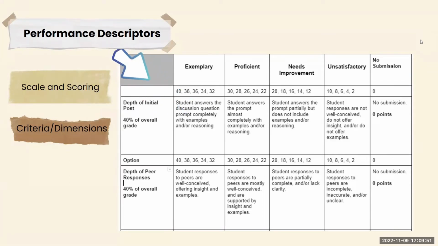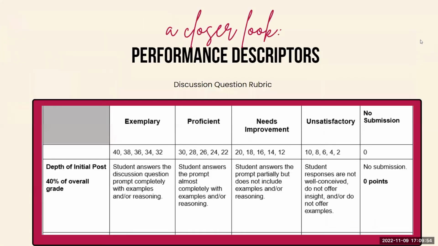So let's take a look at performance descriptors a little bit more. Again, I'm using the discussion question rubric. I've included the depth of initial post, and I'm zooming in here on the scales and scoring for reference. Do you notice how the performance descriptor is clear on what is and what is not exemplary when it comes to initial post response? You see?